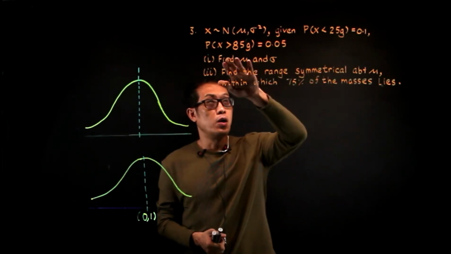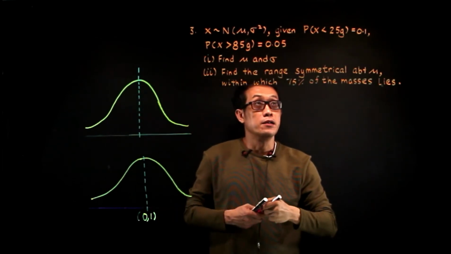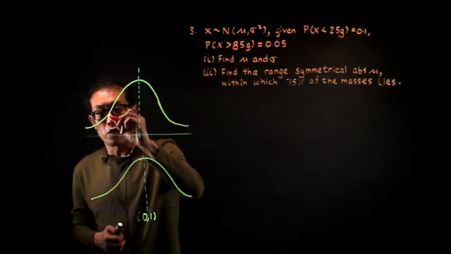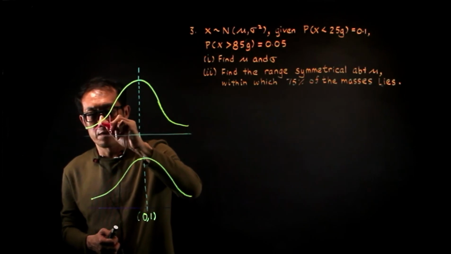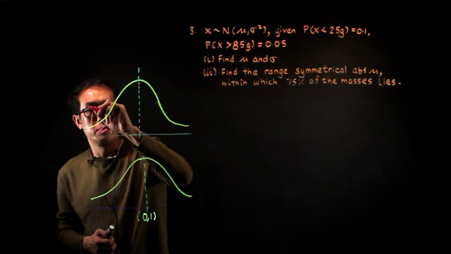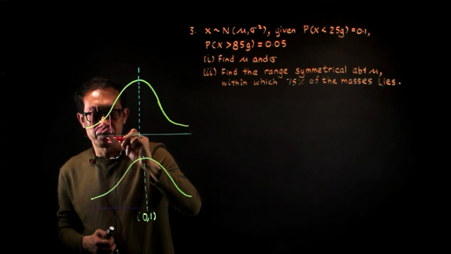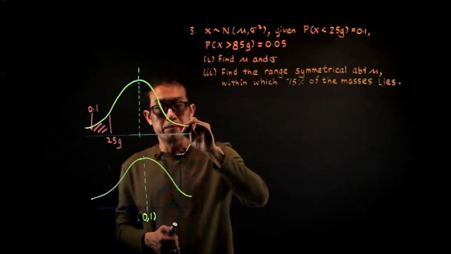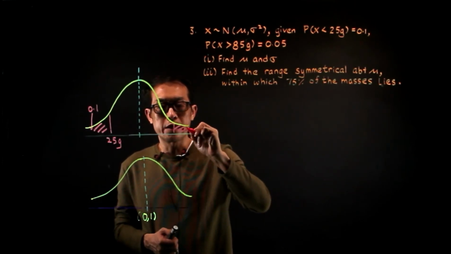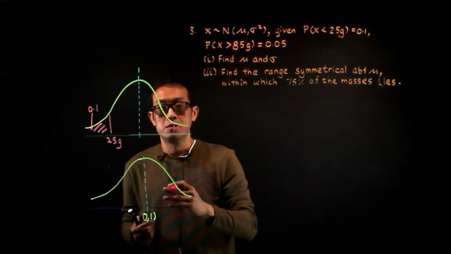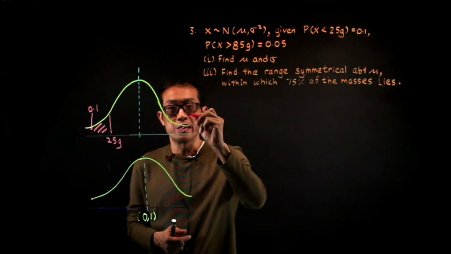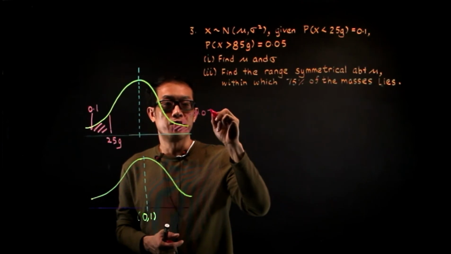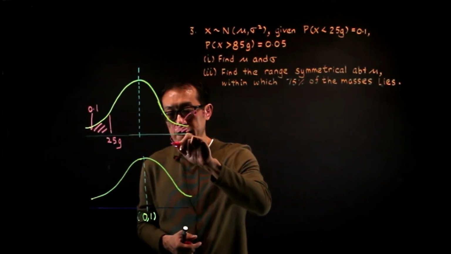Now let me draw this portion of it and see what it means. The probability that X is smaller than 25 gram is 0.1. So this part is 0.1 and this is 25 gram. Then, greater than 85 gram: let's say 85 gram is here. Greater than 85 gram will be to the right of 85, and this is 0.05, and this is 85 gram.